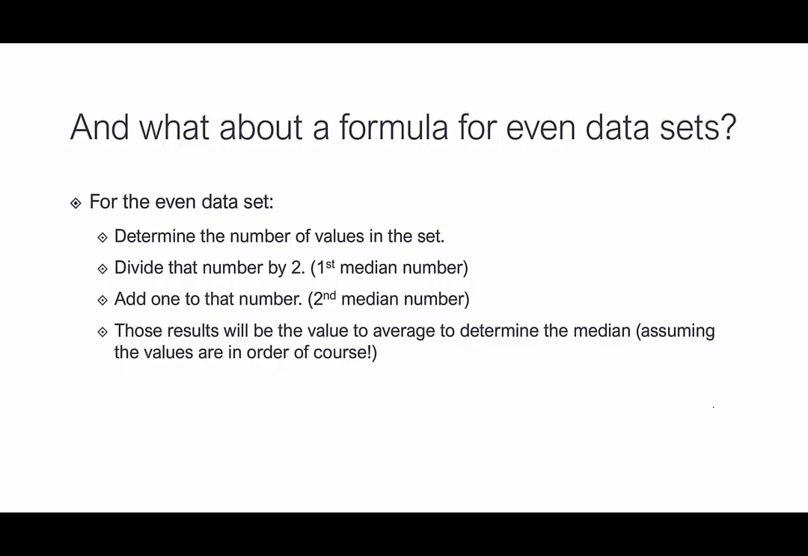Okay, what about if we have an even number in our data set? For even numbers, we determine the number of values in the set, divide that number by 2, because it will be even, right? So we can divide that number by 2. When we divide by 2, that's going to tell us our first median number. Then we add 1 to that, and that's going to tell us our second median number. Remember, if we have an even, we're looking for 2 numbers. So the first one is just when you take the number of elements in the set and divide it by 2, add 1 to it, that'll tell us the 2 positions of these numbers. And of course, we have to assume that the numbers are in order. If they're not in order from least to greatest, this does not work at all.